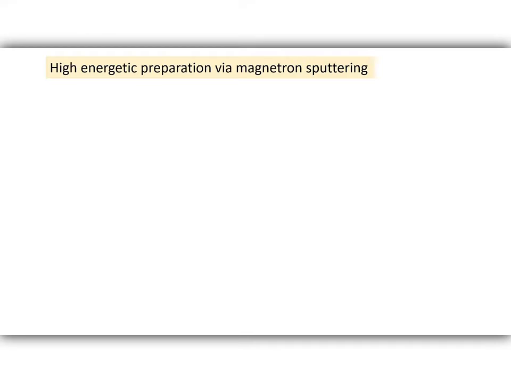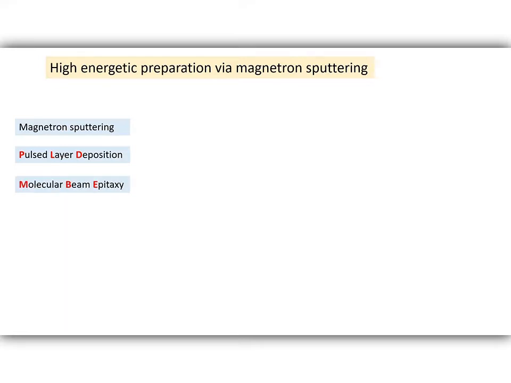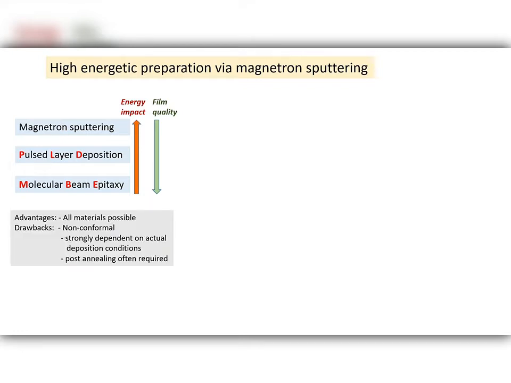The normal preparation technique is magnetron sputtering. This is a high energy preparation, much higher than the other possibilities which are more expensive and slower, pulsed laser deposition and molecular beam epitaxy. So you have here a decreasing film quality with increasing energy impact. The advantage of the magnetron sputtering is all materials are possible. The drawbacks, they are non-conformal, strongly dependent on the actual deposition conditions, and post-annealing is often required.